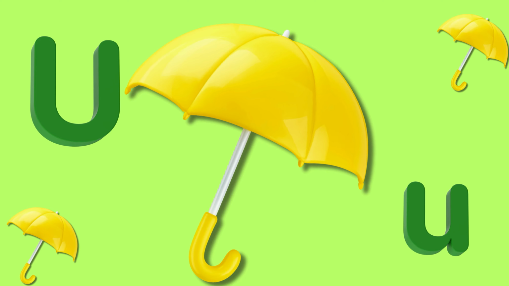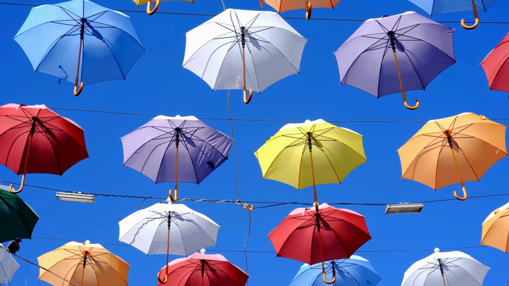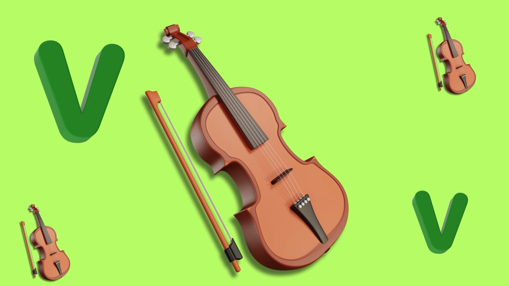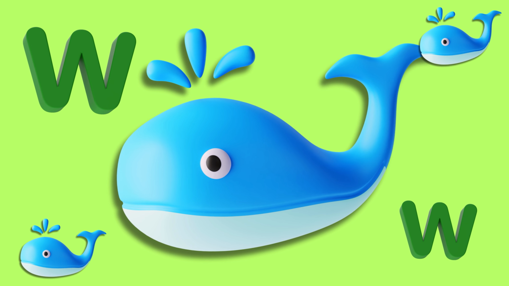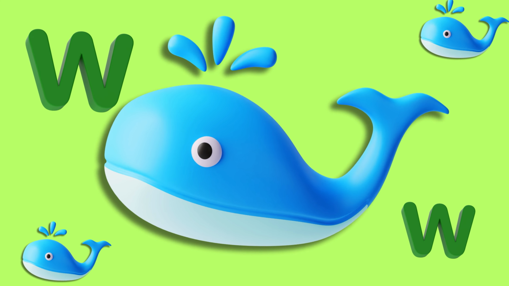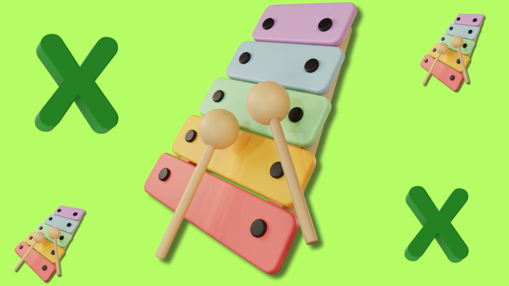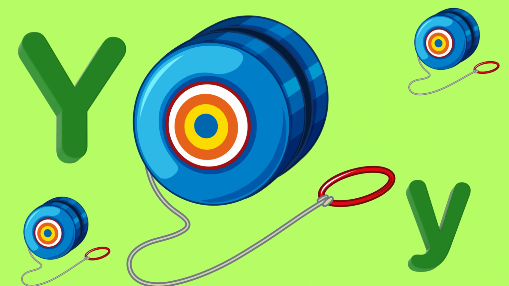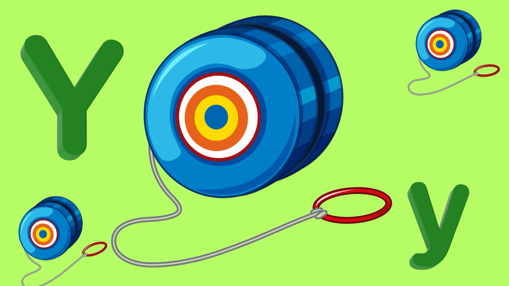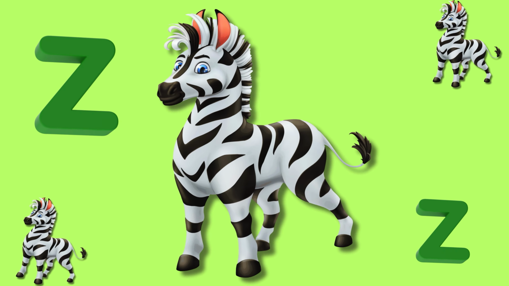U is for umbrella, a, a, a, a, umbrella. V is for violin, v, v, v, v, violin. W is for whale, v, v, v, v, whale. X is for xylophone, z, z, z, z, xylophone. Y is for yo-yo, o, o, o, o, yo-yo. Z is for zebra, z, z, z, z, zebra.